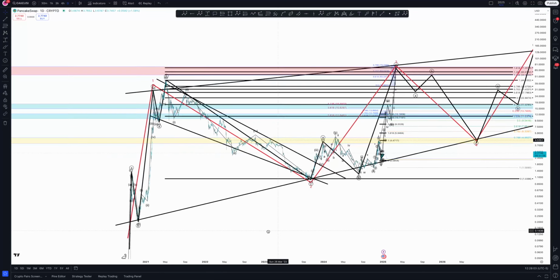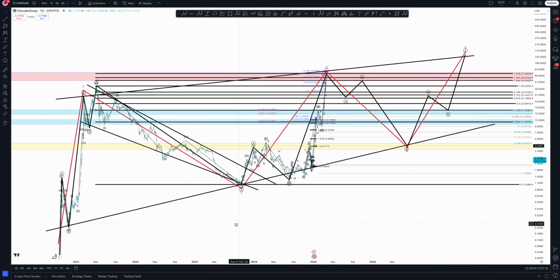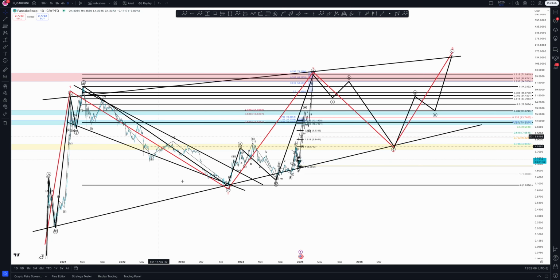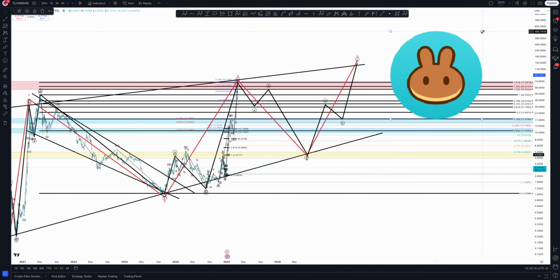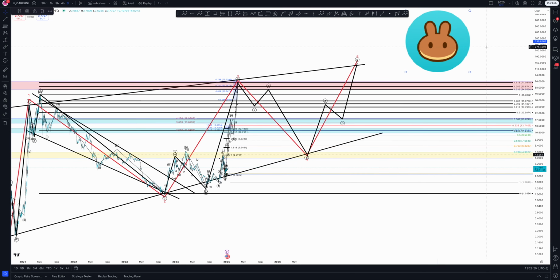Let's take a look at cake over here. Very bullish on cake. I think it's going to be forming a macro leading diagonal pattern in which the waves slightly overlap with each other. And usually you get this in coins with a lot of growth, a lot of real world user growth.